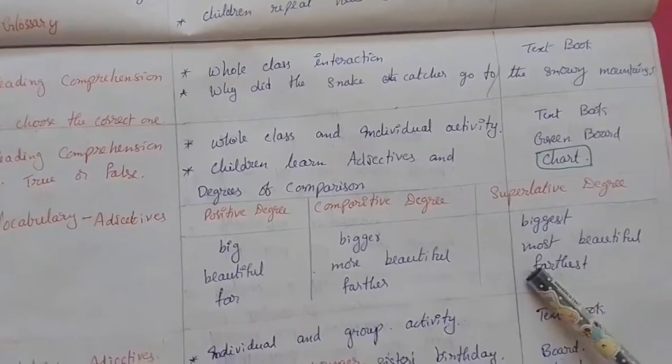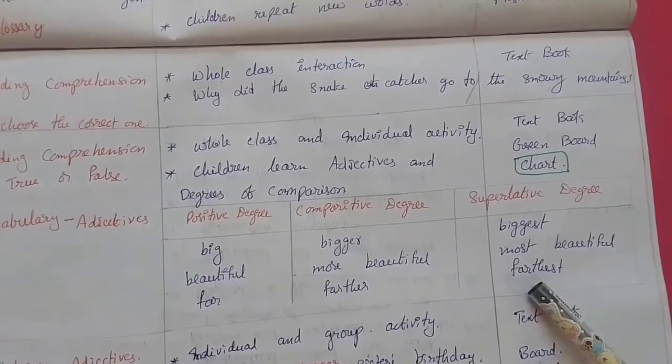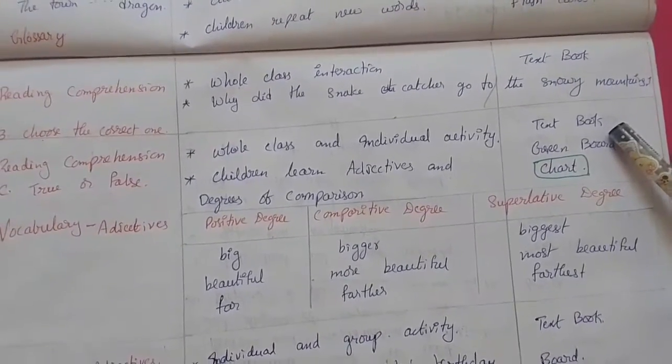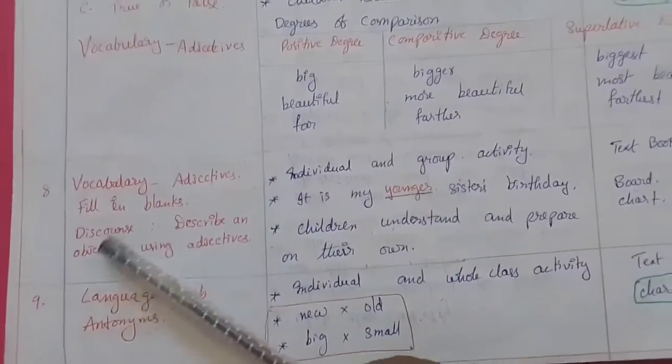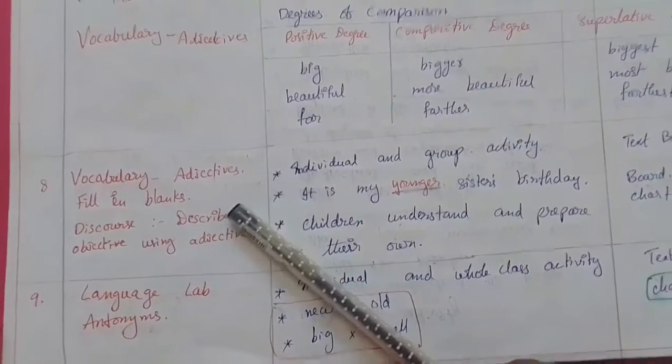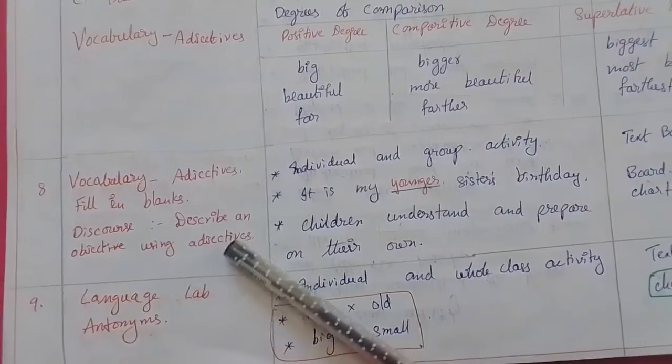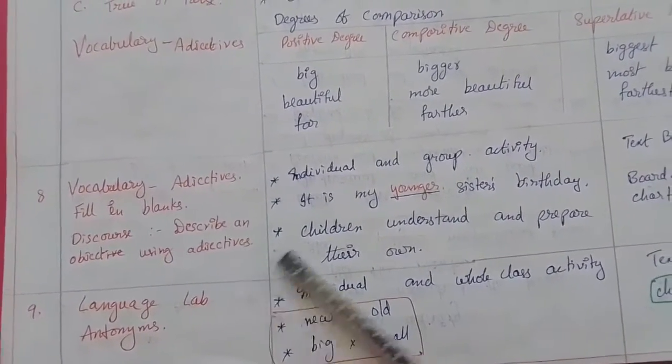We will have the chart of positive degree, comparative degree and superlative degree. We use textbook, green board and chart as TLM. In the eighth period we teach vocabulary, adjectives, fill in the blanks. We have the discourse, describe objective using adjectives.